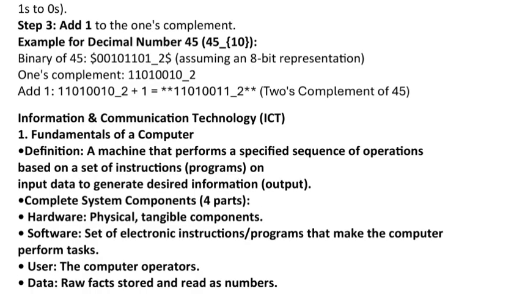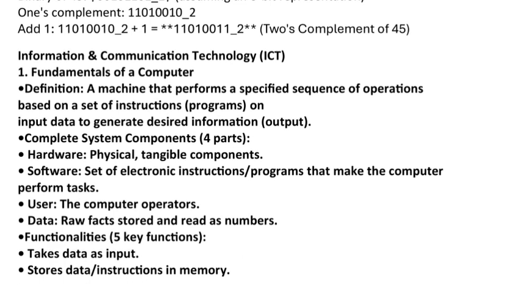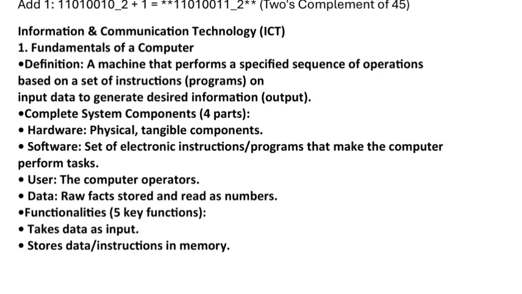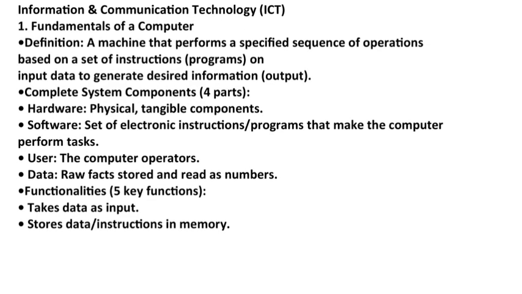Example for decimal number 45: 45 base 10, binary of 45, 00101101 base 2, assuming an 8-bit representation. Ones complement, 11010010 base 2. Add 1: 11010010 base 2 plus 1 equals 11010011 base 2, the twos complement of 45.